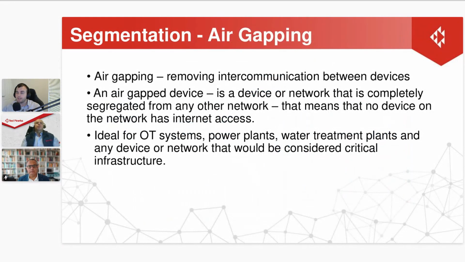So air gapping, as I was saying, an air gap device is a device or network that is completely segregated from any other network, including the internet. So that means that no device on that network can talk to the internet. Full stop. It's ideal to use air gapping for these OT scenarios. So think power plants, water treatment plants, as we just discussed. That would be considered infrastructure.